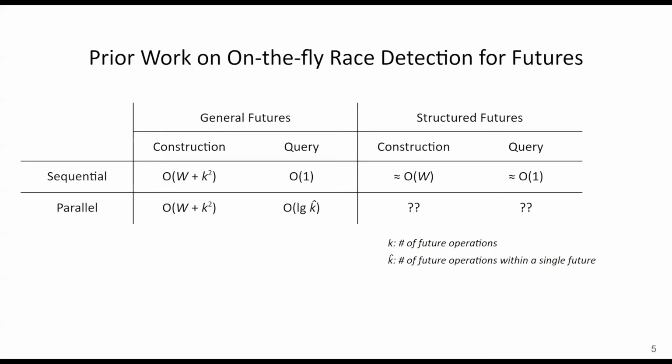Now we look at the prior work for structured futures. The state-of-the-art sequential algorithm for structured futures achieves a nearly optimal execution time bound. As we can see, the use of structured futures allows for more efficient race detection algorithms, at least for the sequential algorithm. So in this work, we explore a parallel algorithm for structured futures that achieves better execution time compared to the parallel algorithm designed for general futures.